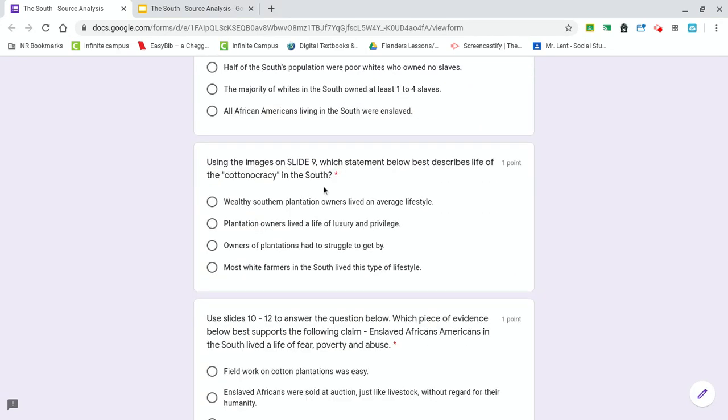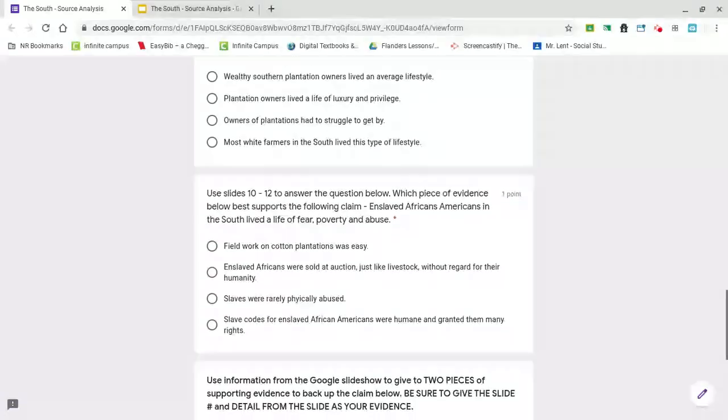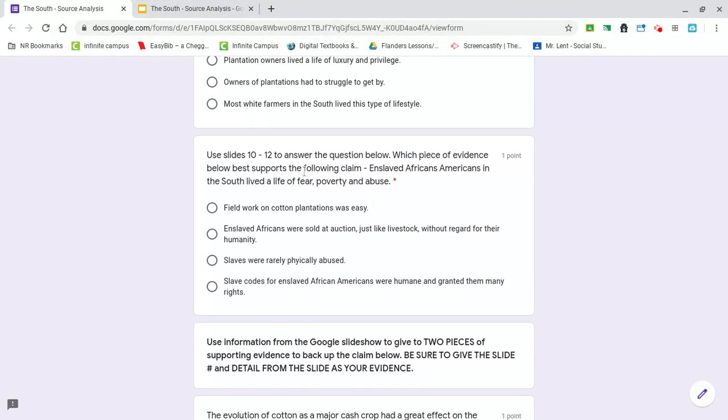Okay, the images on slide 9, which statement below best describes life of the cottonocracy? So that's the one about the plantation owners. Take a look at those images. Which statement below best describes what life was like for a Southern plantation owner that was part of the upper class? Slides 10 through 12. Which piece of evidence below best supports the following claim? Enslaved African Americans in the South lived a life of fear, poverty, and abuse. Which one of these statements helps to support that claim?